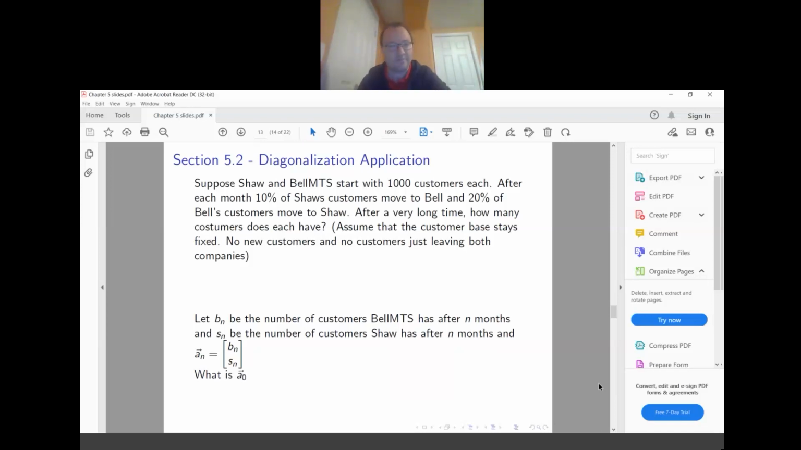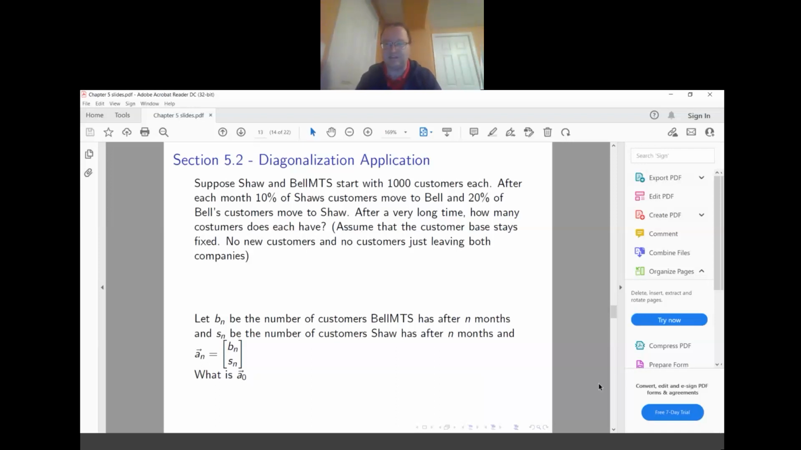All right, so here's the application. Suppose Shaw and Bell MTS start with 1,000 customers each. After each month, 10% of Shaw's customers move to Bell, and 20% of Bell's customers move to Shaw. After a very long time, how many customers does each have? And there's a lot of assumptions here. These 2,000 people will never leave. It's like Hotel California. Once you get in, you can never leave.